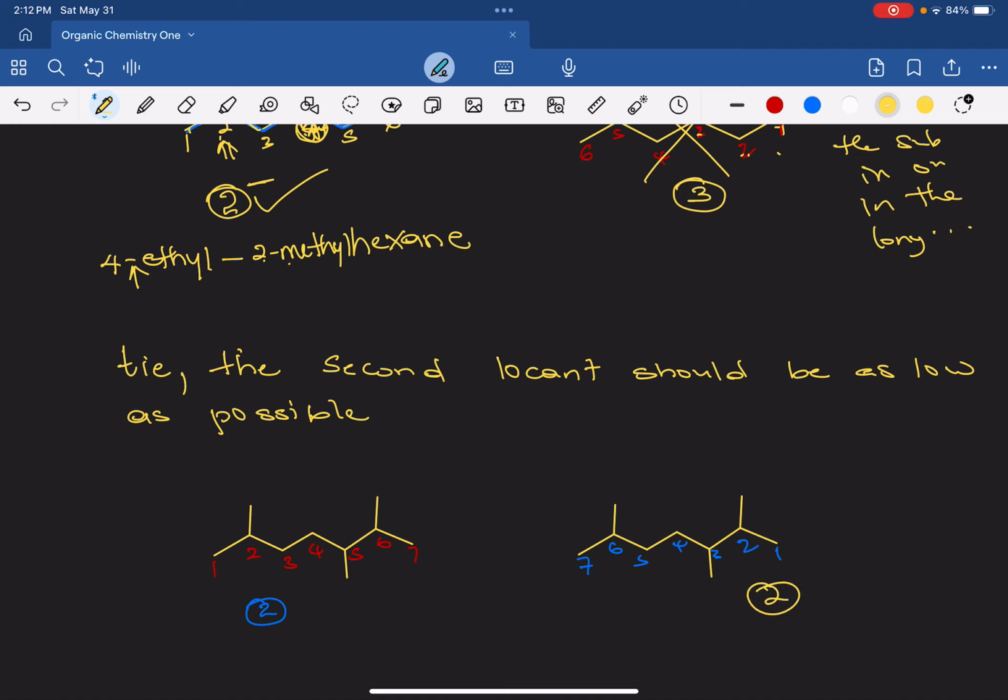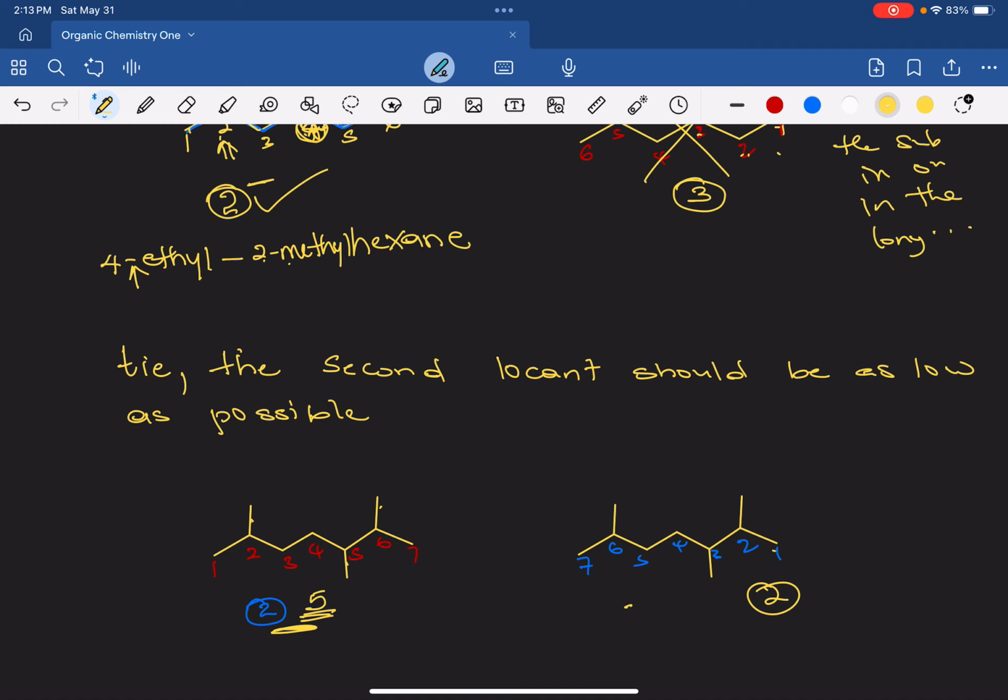All you have to do is look at the second substituent. You pick the structure that gives you the second substituent with the lower number. So for example, if we look over here, your second substituent is on 5. Over here, your second substituent is on 3. First one was on 2, the second one is on 3.